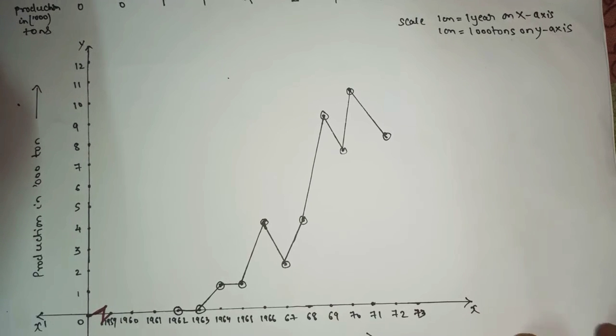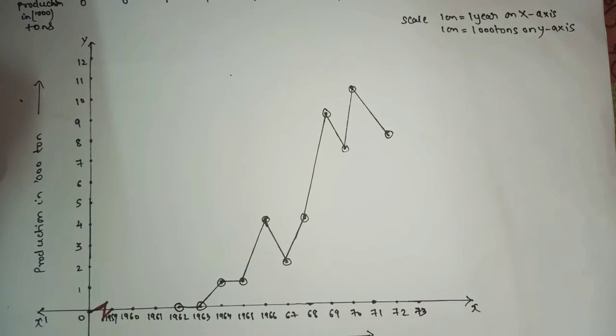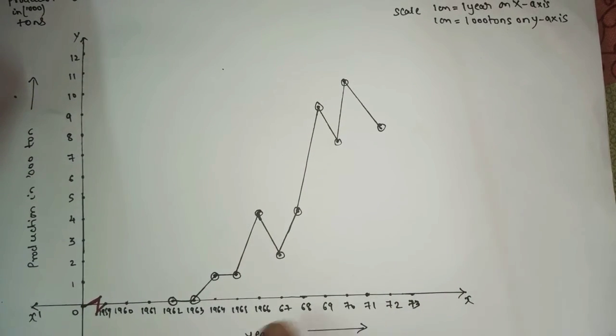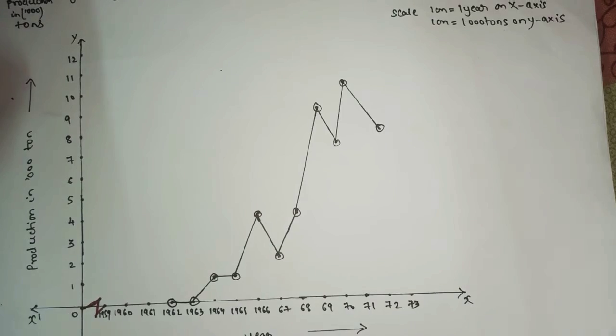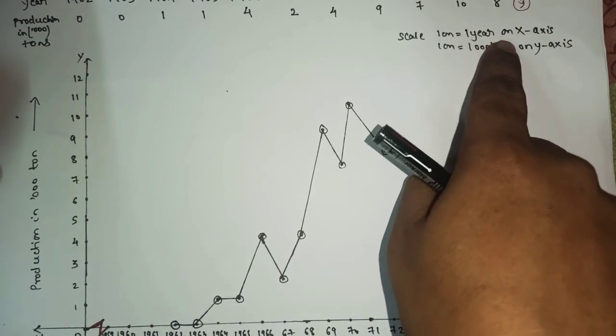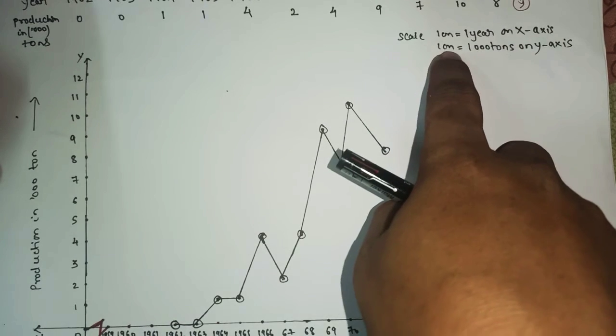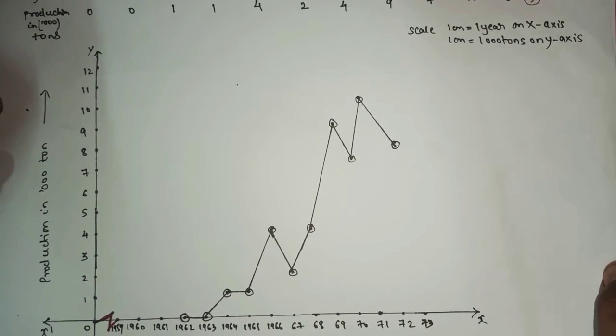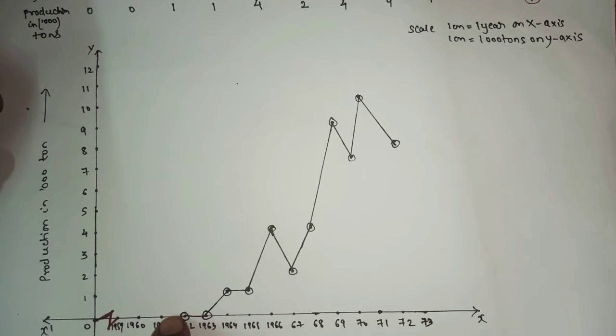Okay. First step, draw the x and y axes. Second, you will write year and production, year on the x-axis and production on the y-axis. See the unit. So I wrote 1 centimeter equals 1 year on the x-axis and 1 centimeter equals 1000 tons on the y-axis. After plotting, join the points. Now the final step is what?